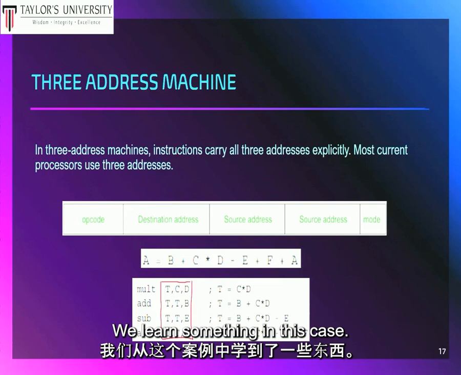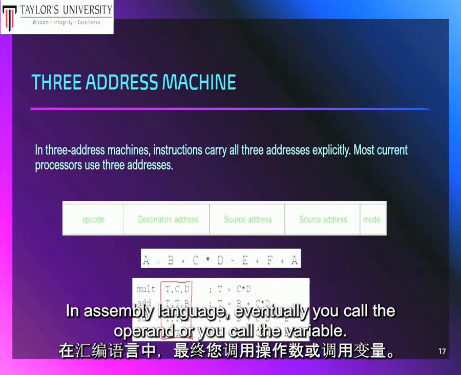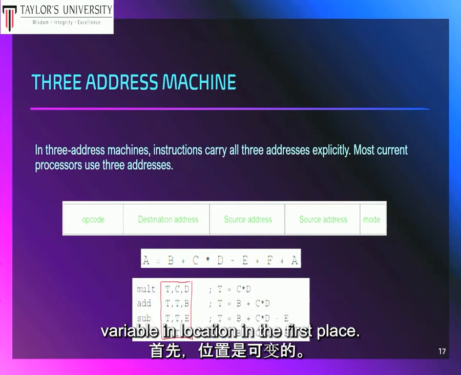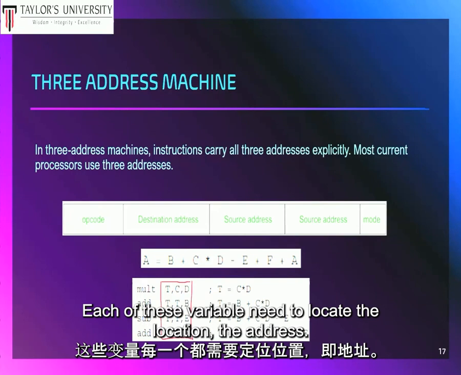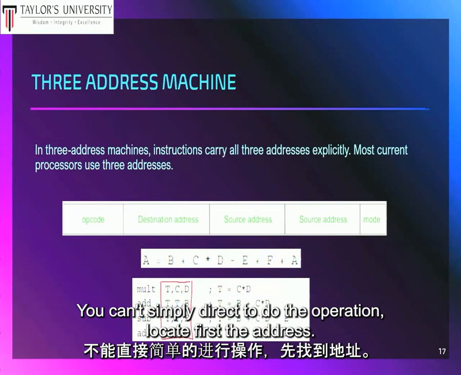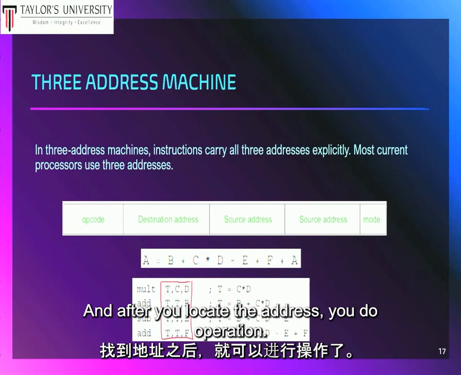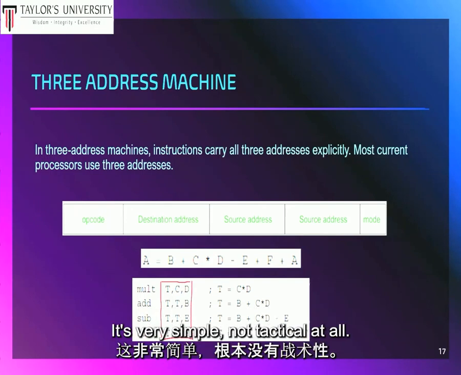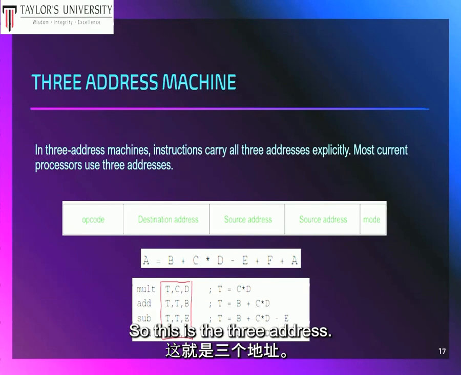We learned something in this case. In assembly language, you call the operand, or the variable. Whenever you call A, B, C, any variable, you need to locate this variable in a location in the first place. Each of these variables needs a location, an address. You can't simply do the operation directly. Locate the address first, and after you locate the address, you do the operation. So that is assembly language. It's very simple, not tactical at all. So this is the 3 address.